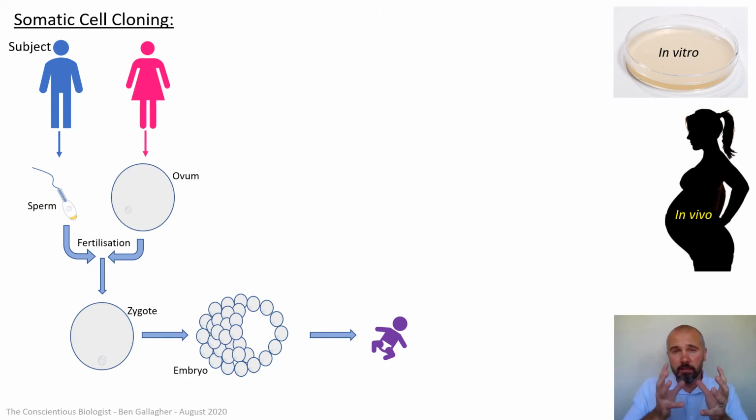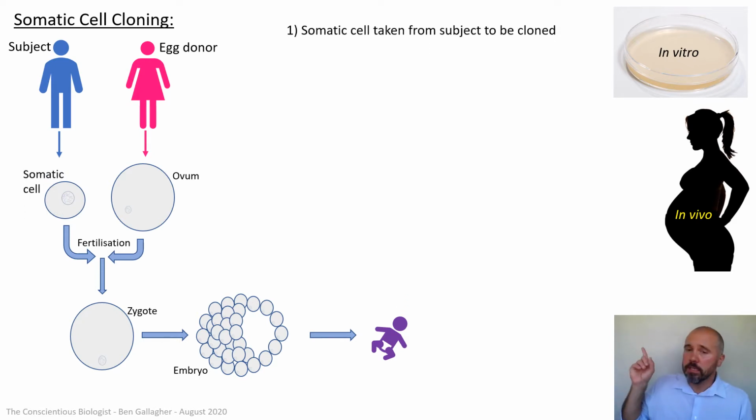Now, we still need a female at the start of this process because the only cell that can grow into a new mammal, including humans, is an egg cell. So we do need an egg. So the woman over there, I'm putting it as the egg donor or ovum donor. So she's going to give her egg cell still. However, the subject won't give us sperm because the sperm will only contain 50% of his DNA. And we want 100% if we're going to clone him. So instead of the sperm, what we need from him is a somatic cell. Now, a somatic cell is just a normal body cell.